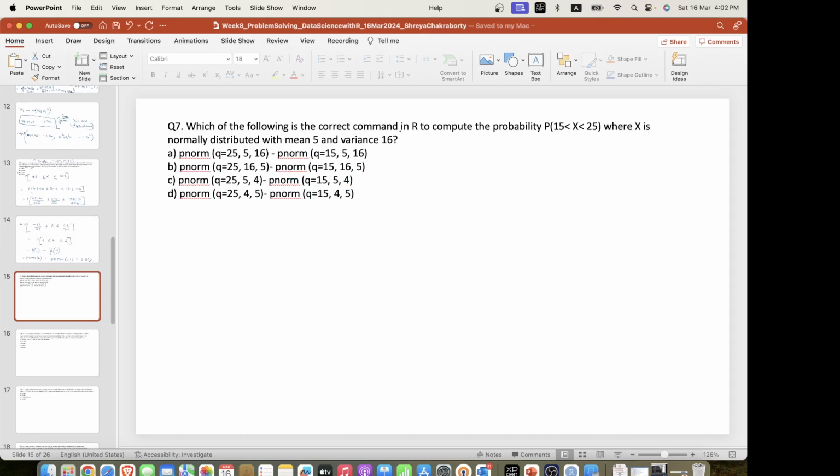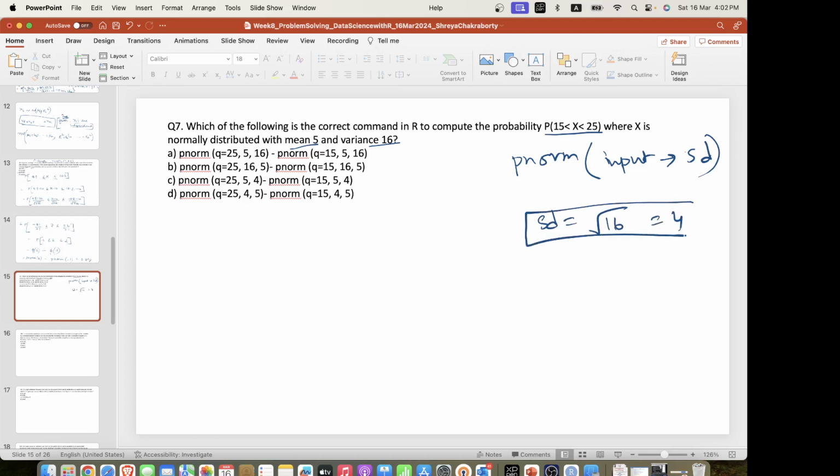Which of the following is the correct command in R to compute the probability P(15 less than x less than 25), where x is normally distributed with mean 5 and variance of 16? So what would be the answer? You have to note, in pnorm the input is not variance but SD. So your SD field should be root over 16, that is 4. C.